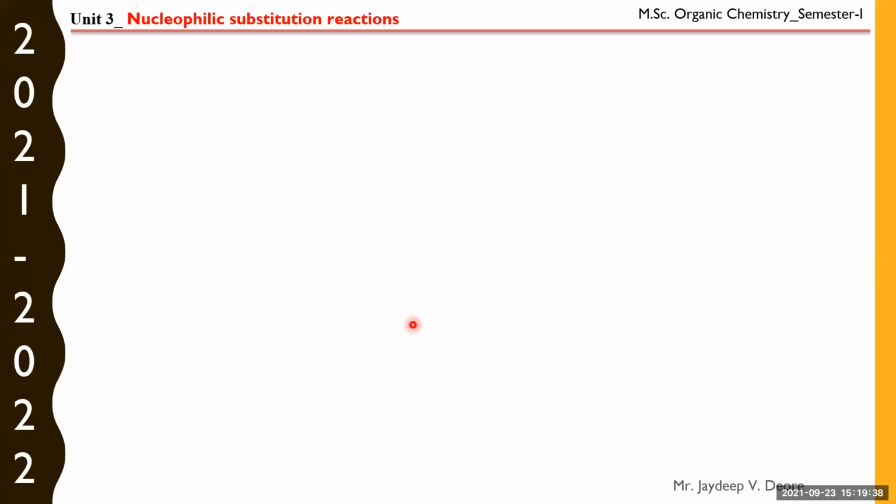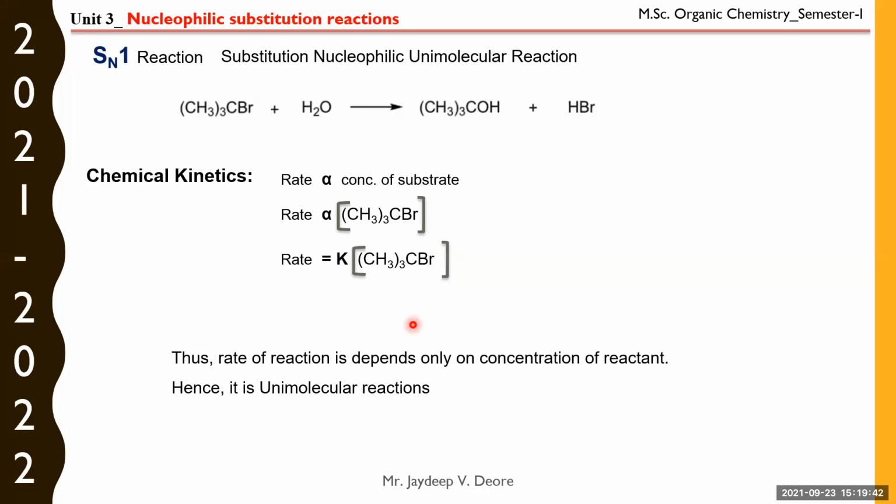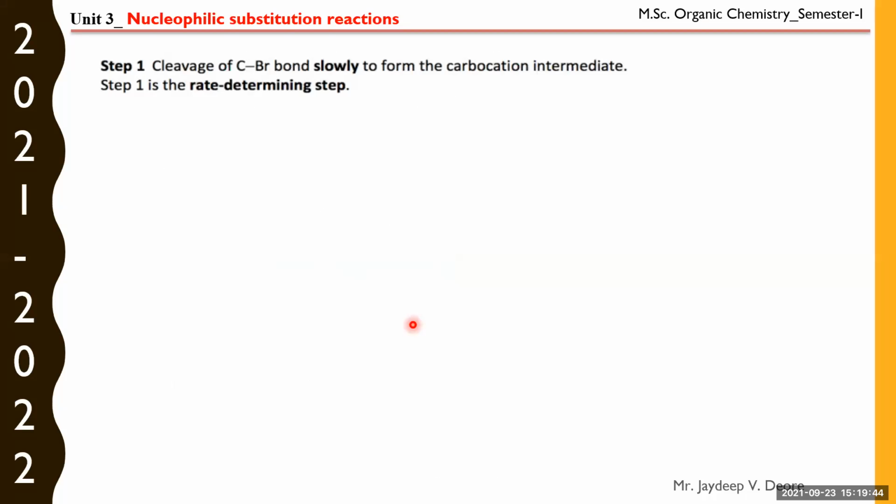Now let us understand the mechanism of this reaction. The first step is the cleavage of the C-Br bond. Why are we going to consider the C-Br bond? Because bromine is the leaving group, and that particular carbon is the reaction center. So the C-Br bond is slowly broken down to form the carbocation intermediate. The first step is the slow step according to this.